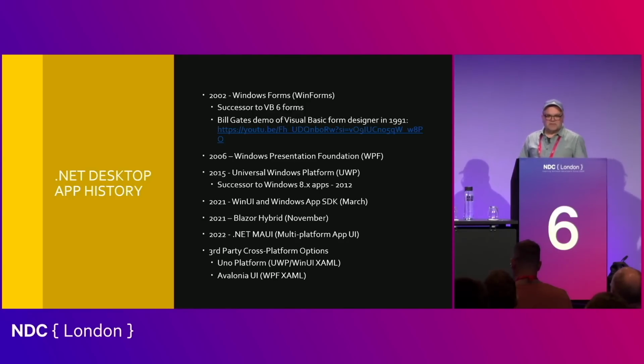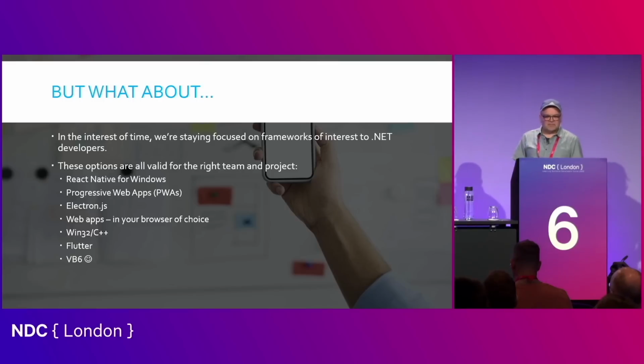And we'll talk about a couple of third-party cross-platform options. Uno Platform uses UWP, WinUI flavored XAML, and you can hit all the same platforms as MAUI with that, but you can also target Linux and the web with WebAssembly. And Avalonia UI we won't dive into, but that really gives you the same options as Uno Platform, but instead of the WinUI flavored XAML, it's more the WPF XAML.